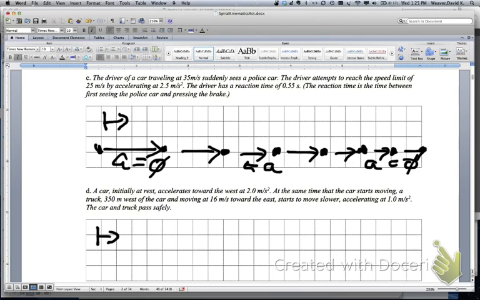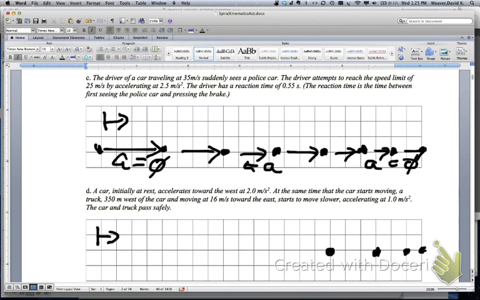and so to the left would be west. And so we've got a car that's initially at rest, traveling west and accelerating. So that must mean that the dots are getting further apart because they're moving faster.